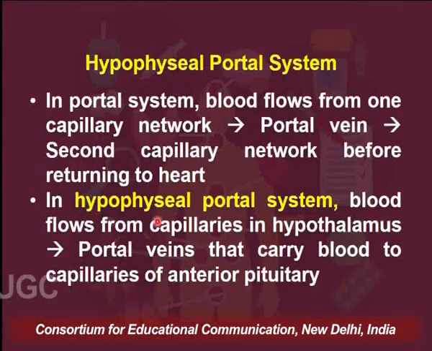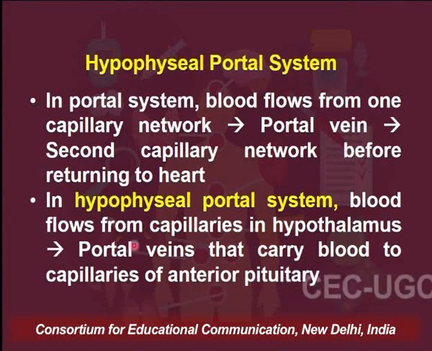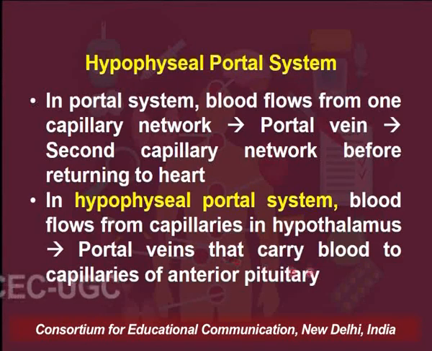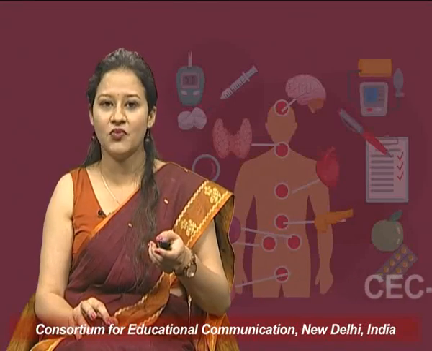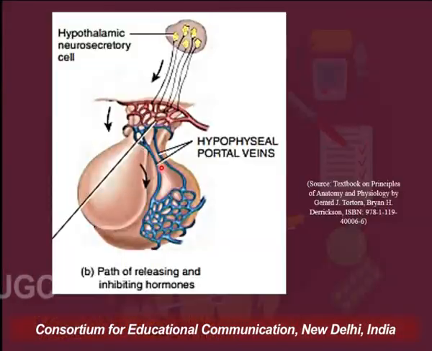Now in case of the hypophyseal portal system, the blood flows from the capillaries in the hypothalamus, which enters into the portal veins, and these portal veins will carry blood to the capillaries of the anterior pituitary. Now let us understand this with the help of examples and figures.